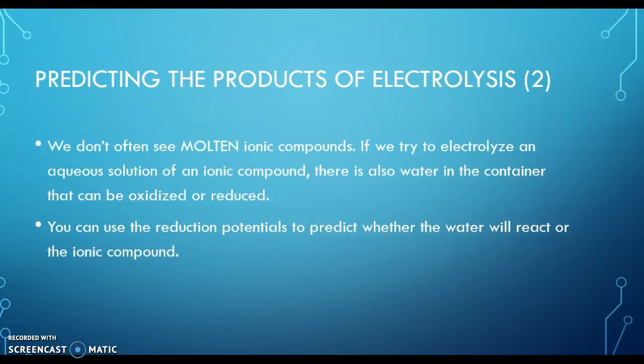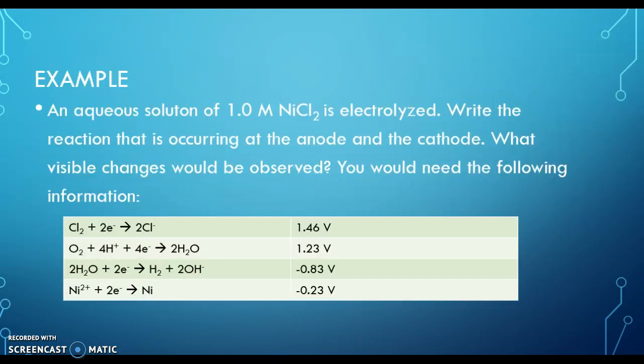So molten ionic compounds is probably something you've never actually seen in real life. But you have seen a lot of aqueous solutions of ionic compounds. So if we try to electrolyze a solution of an ionic compound, there's also water in the container, and the water can also be either oxidized or reduced. So we can use the reduction potentials to predict whether the water will react or whether it will be the cation and the anion of the ionic compound.